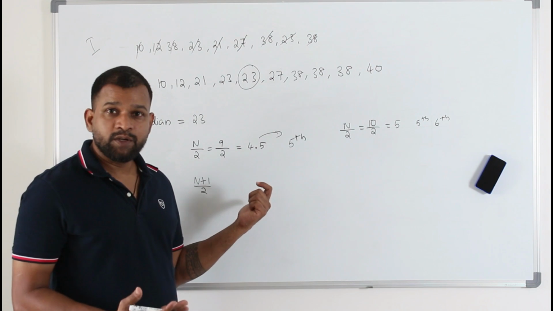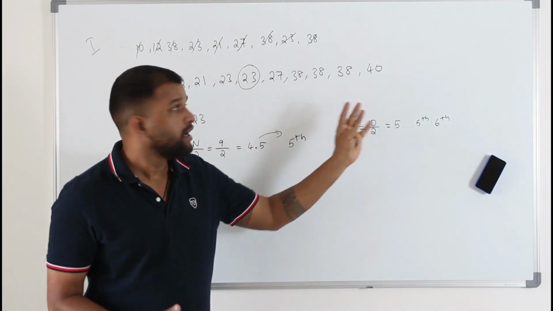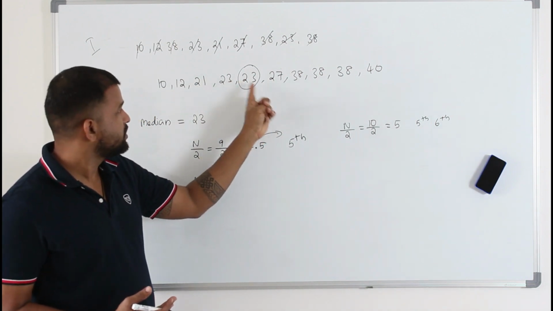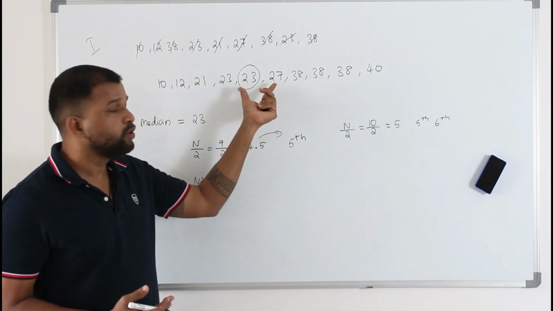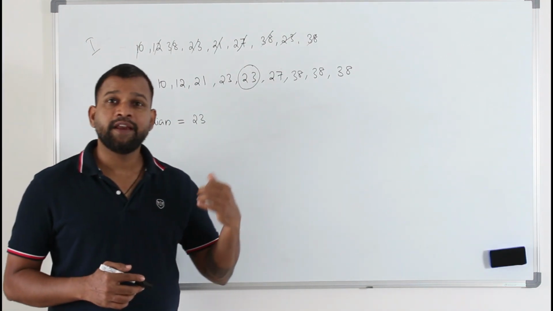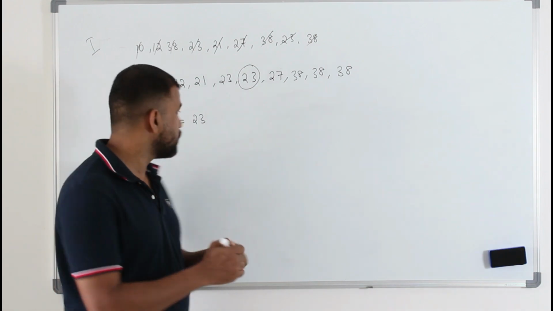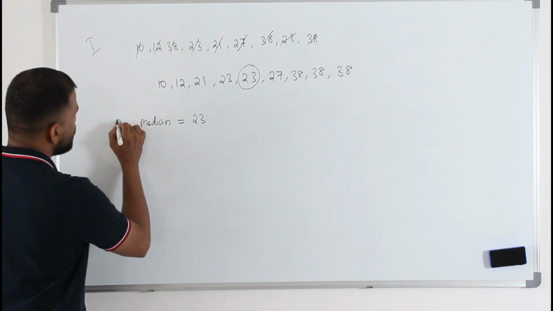But do you really need to use this? No need, because you can just write it in ascending order and look for the middle number. If you have a single number, that's the median. If you have 2 middle numbers, find the average of them. And then we are going to find Q1 and Q3. Q1 is the lower quartile, Q3 is the upper quartile. Median is basically Q2.